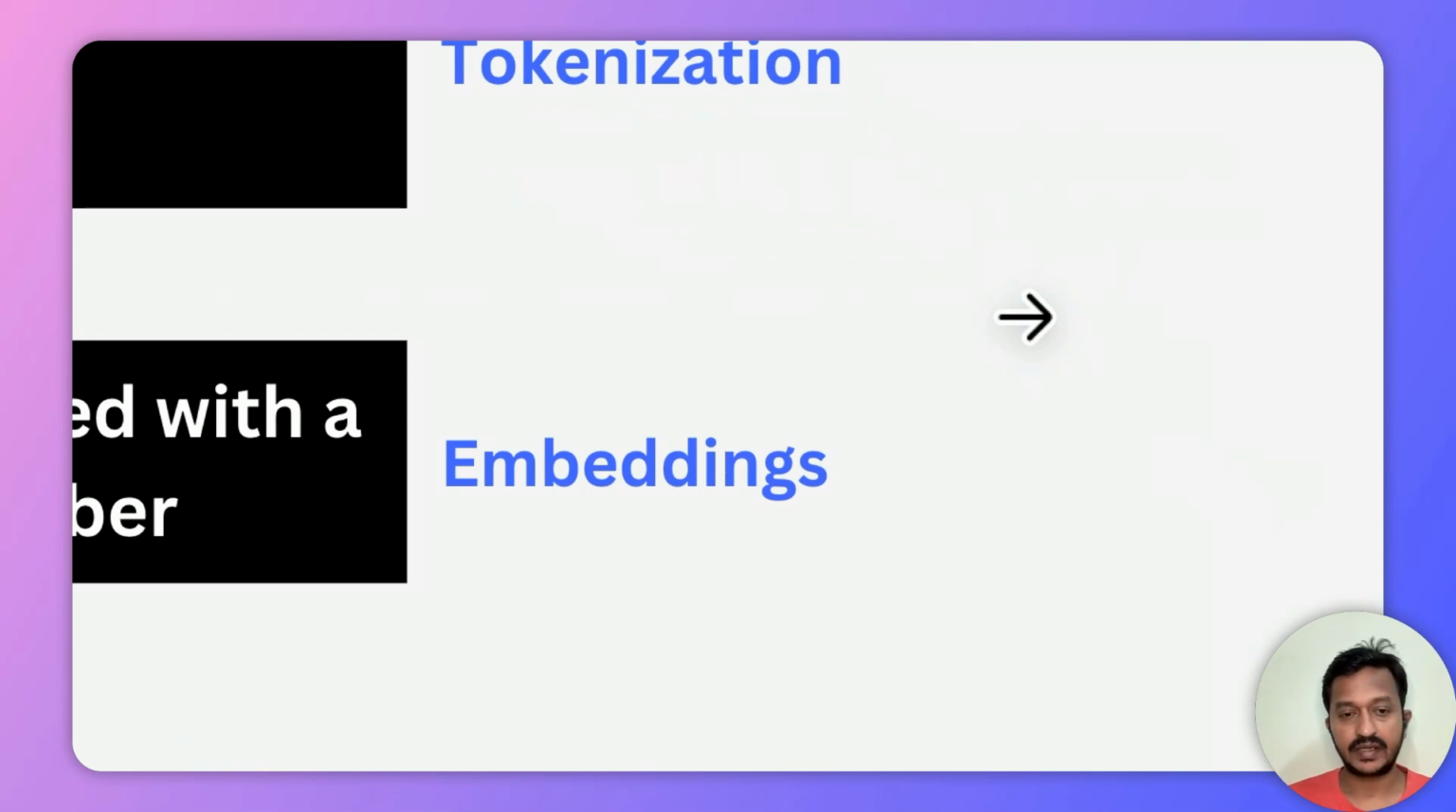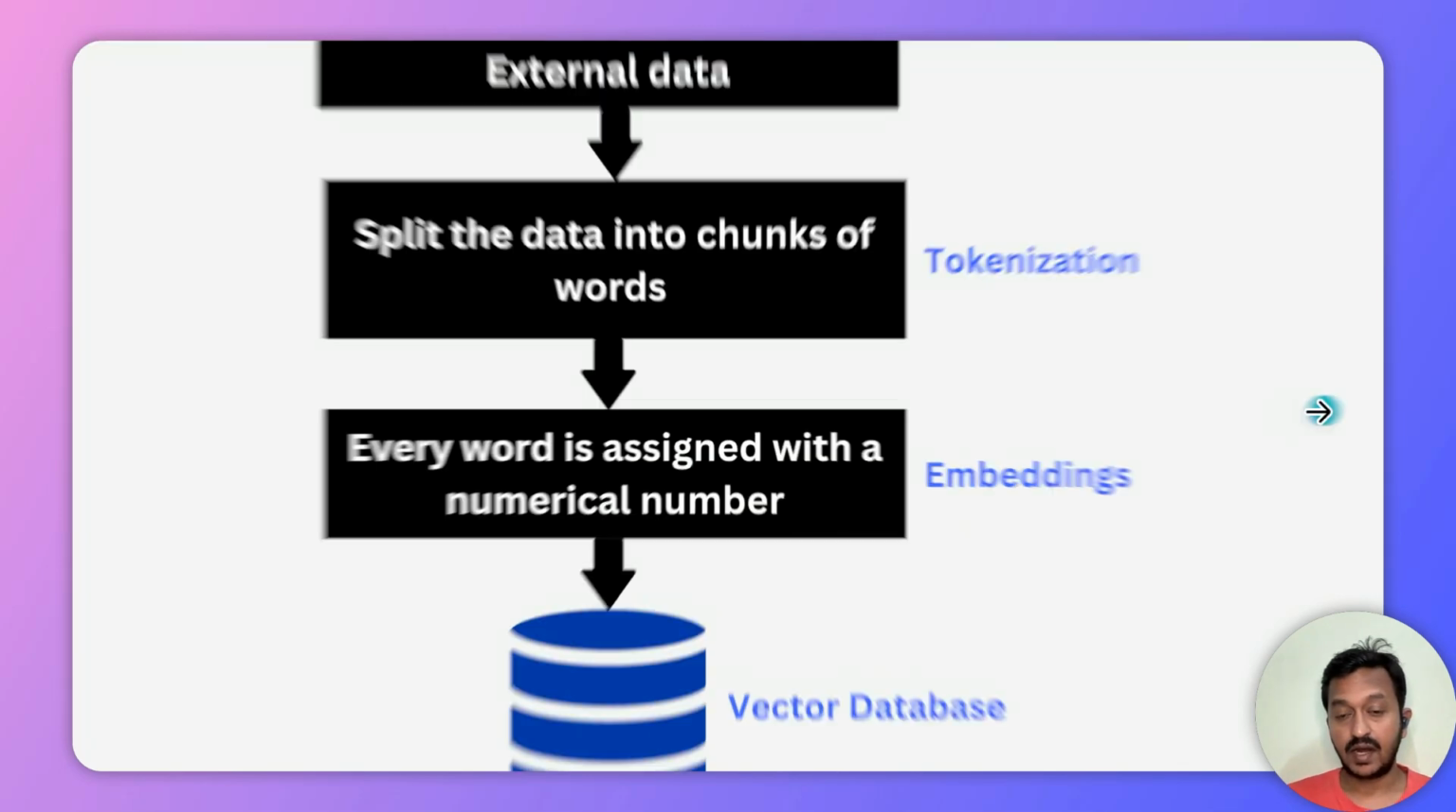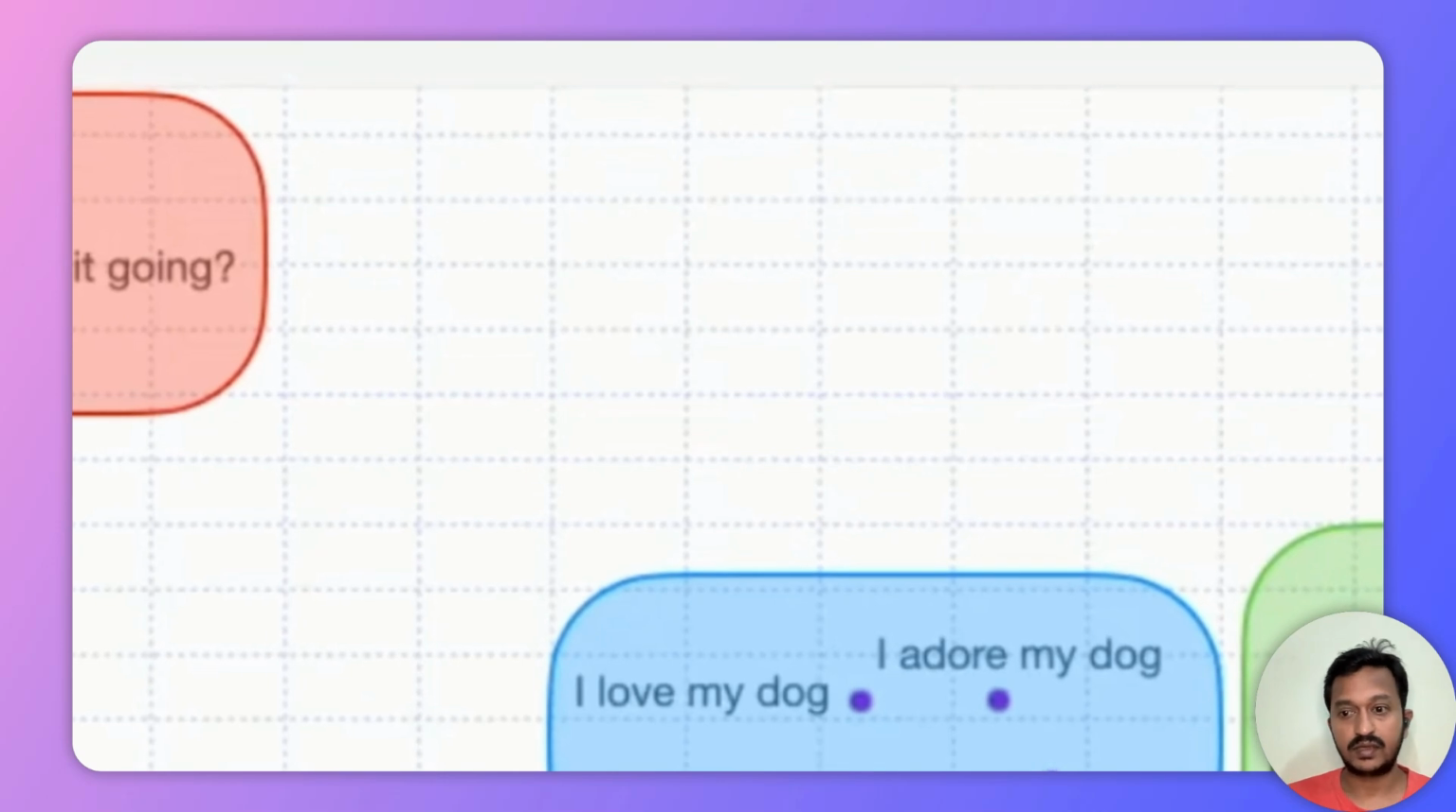External data gets split into chunks of words. That's what we call tokenization. Every word is assigned a numerical number, and that's how vector embeddings are created. All these vector embeddings are stored in a vector database. And like I said, the similar objects are placed closer to each other in a vector database.